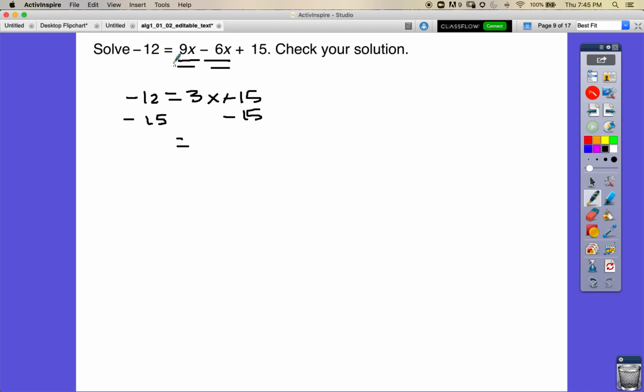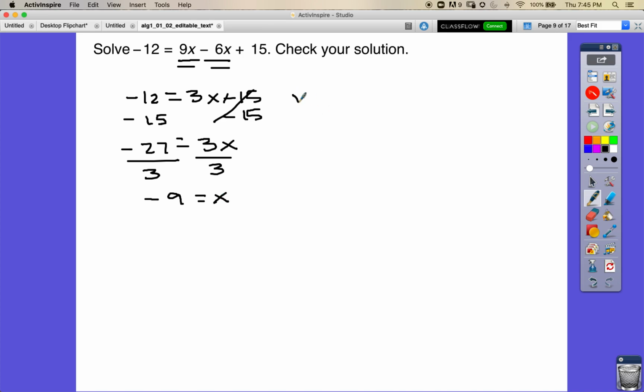Bring down my equal sign, try to line them all up. Okay, this crosses out here because that becomes 0. And this is going to be negative 27. Now this is multiplication, so we're going to do the inverse operation, which is division. We're going to divide both sides by 3, and your answer will be negative 9 equals x.